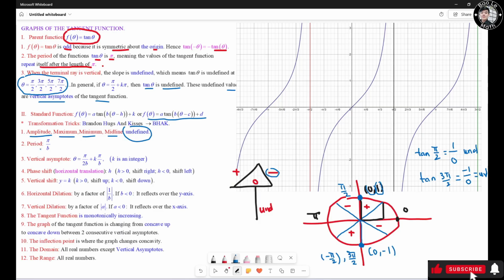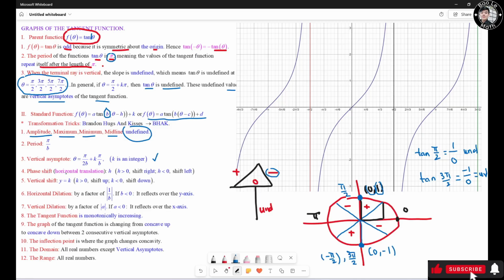Now, the period of the tangent function is going to be pi divided by b, if you have the value of b right here. In the parent function, b is 1. That's why the period is pi, because pi divided by 1 is pi. Now, the vertical asymptotes of the tangent function are going to be pi divided by 2b plus k times pi over b. When we learn how to graph it later, I will show you how.